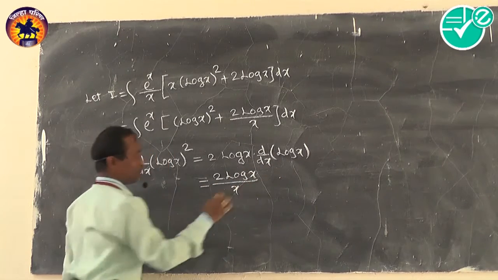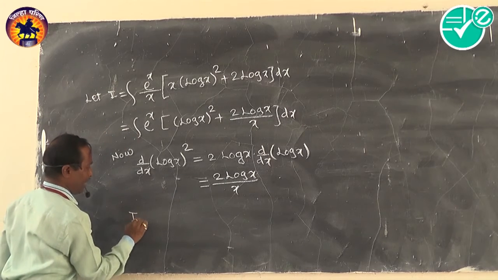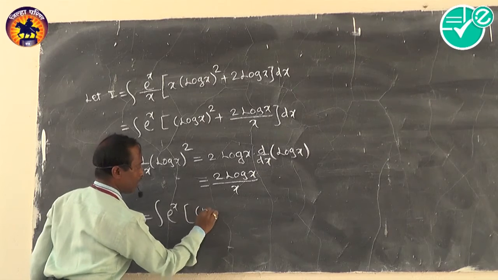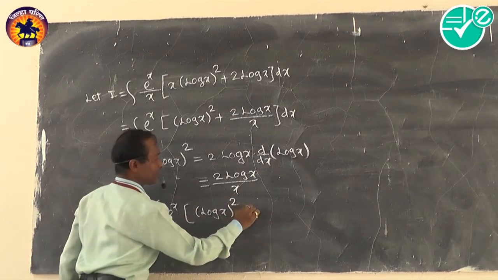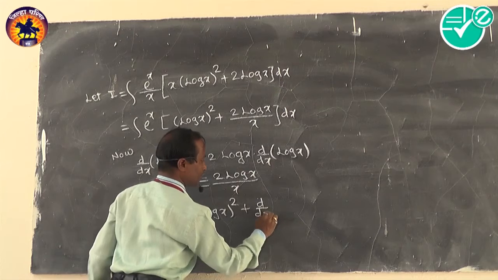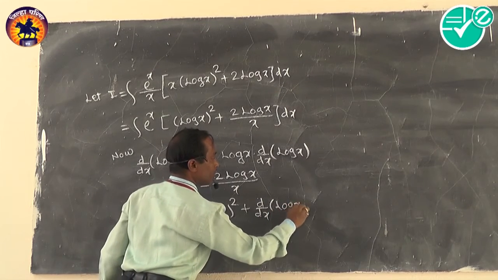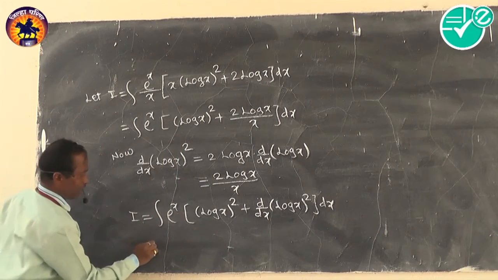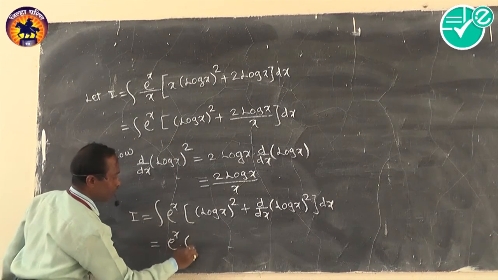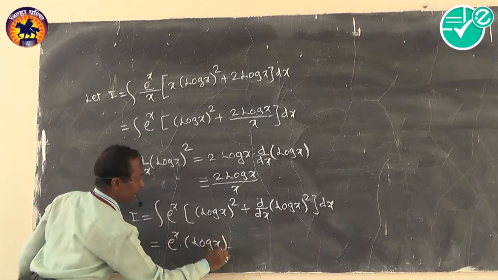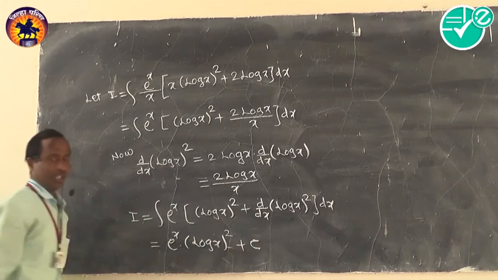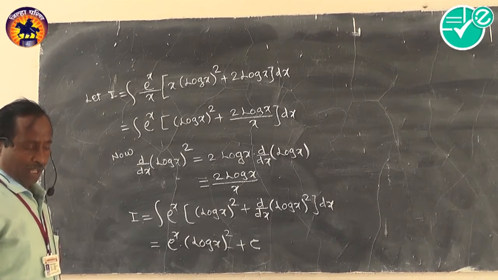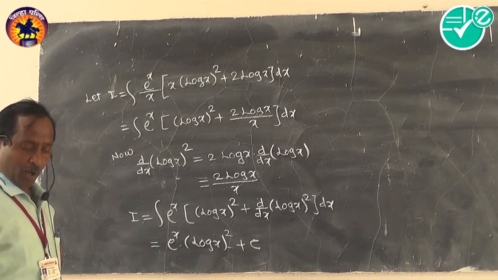So we write this function. Therefore, I can be written as integral of e to the power x into (log x) whole square plus d by dx of (log x) whole square, dx, and the integration of this function is e raised to x into (log x) whole square plus c, where c is the constant of integration. Now we are going to take the next type of example.